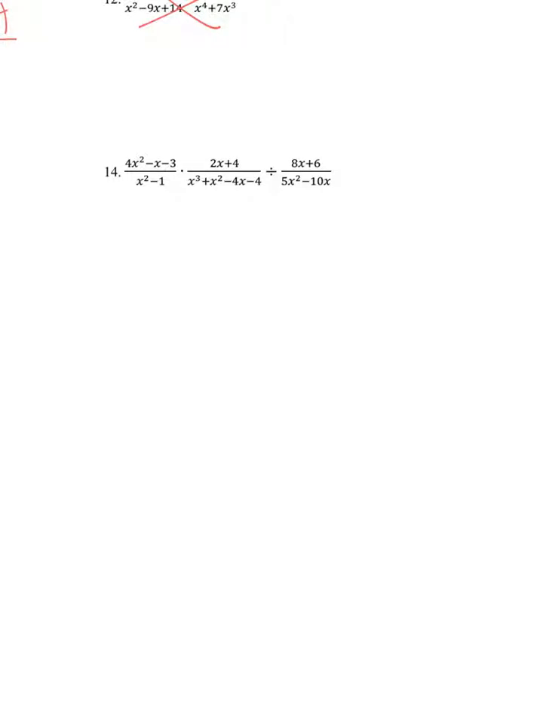Number 13, we have division. So before you try doing something with division, you're going to do keep, change, flip. So you're going to rewrite the first fraction, change the division to multiplication, and then flip this around. So this is now 4x squared minus 1 over 2x squared plus 5x minus 3. So I'm going to factor everything.